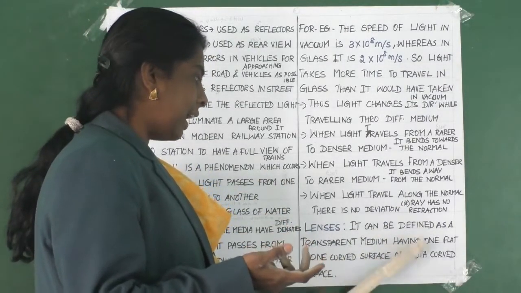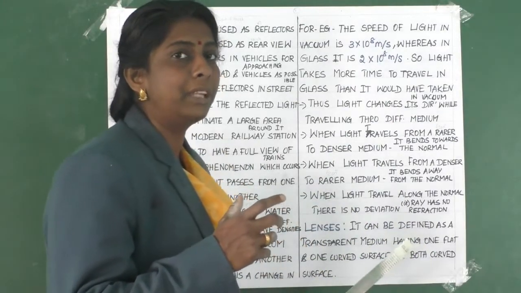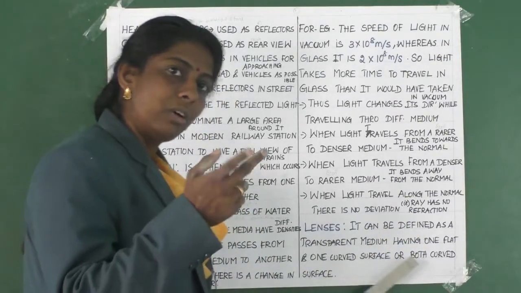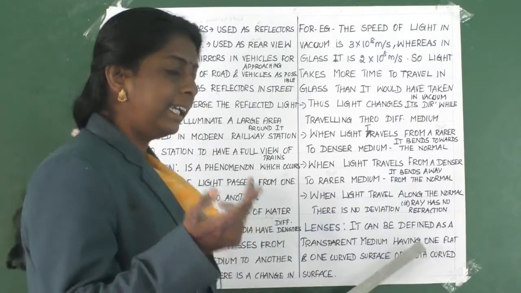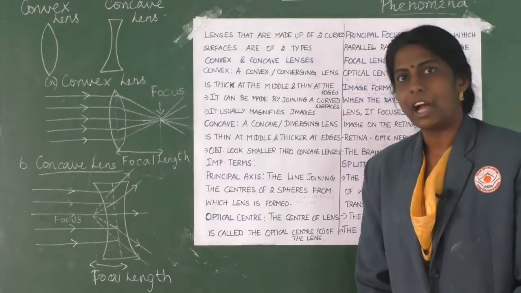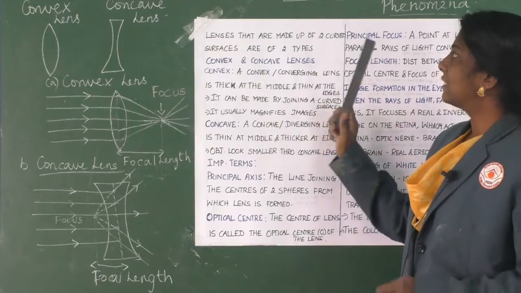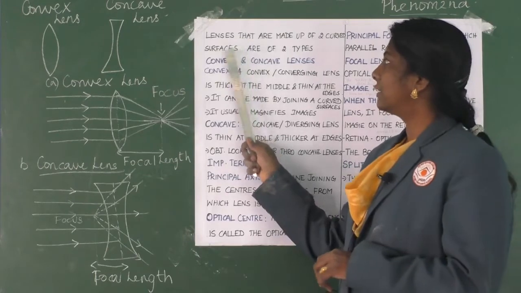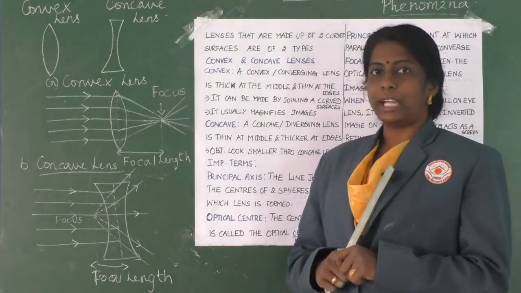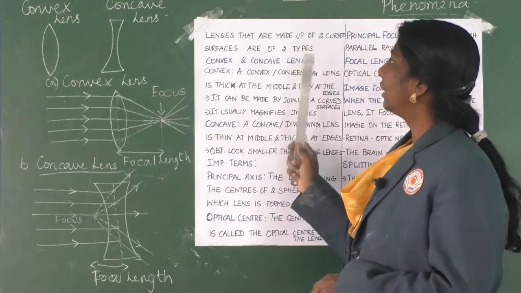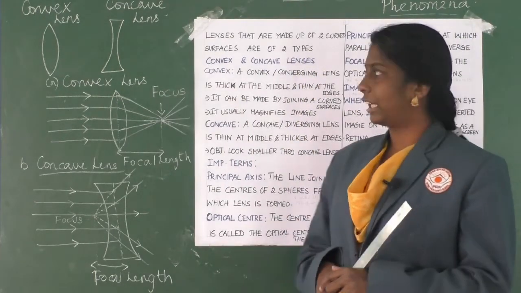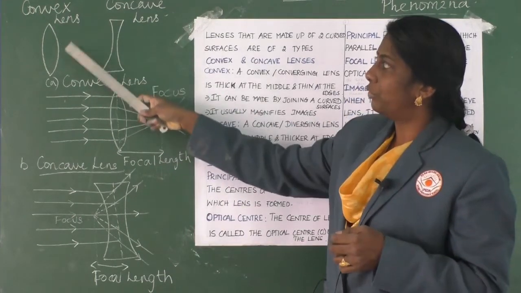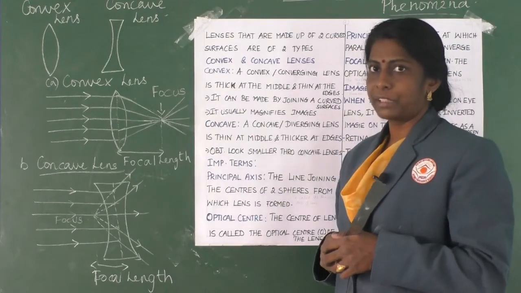Lenses can be defined as a transparent medium having one flat and one curved surface, or both curved surfaces. Now let us learn about lenses that are made up of two curved surfaces. They are basically two types, that is convex and concave. So first let us learn about convex. This is a picture for convex and this is for concave.